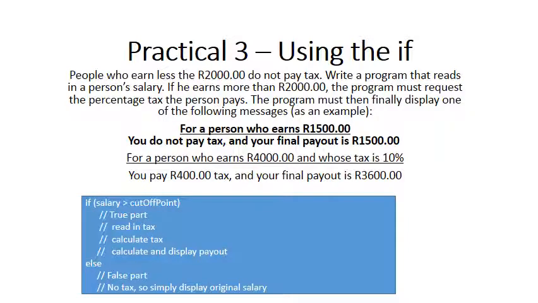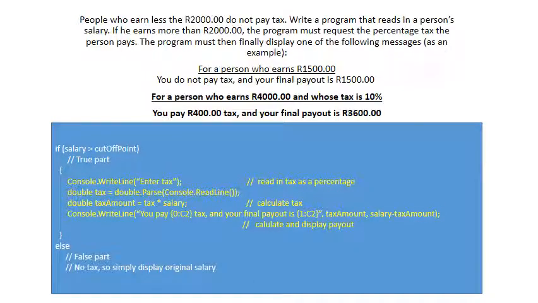So what is the false part? Clearly if the statement is false, that means the person does not pay any tax. So all you need to do, if you look at the bold-faced part of the question, is simply print out the final payout, which is the original salary. So this is simply showing how we take the comments or the English language into actual C# coding.